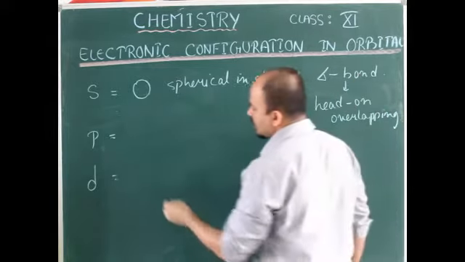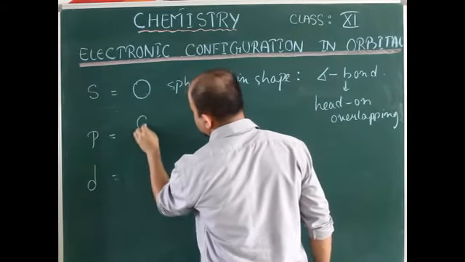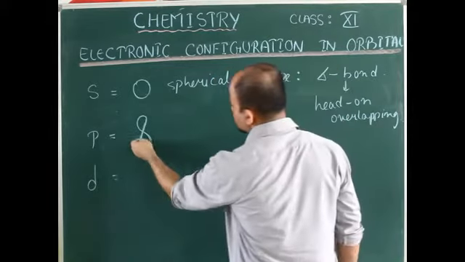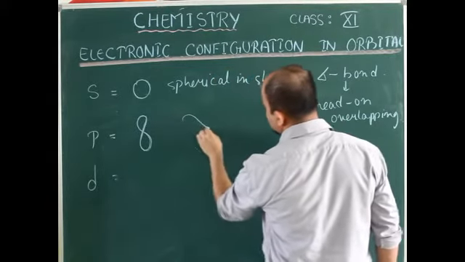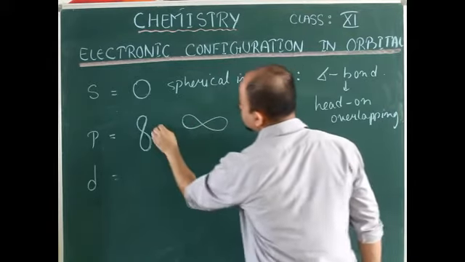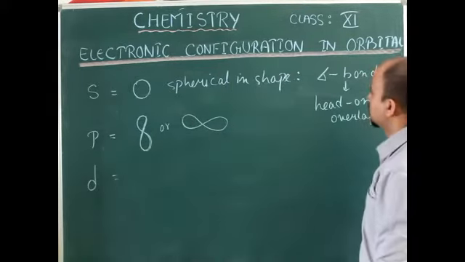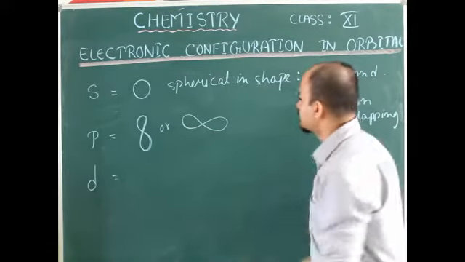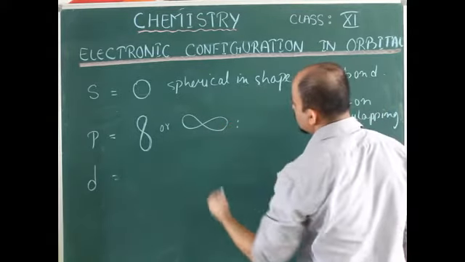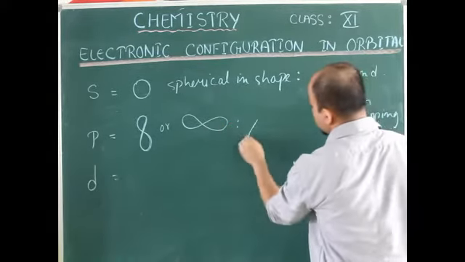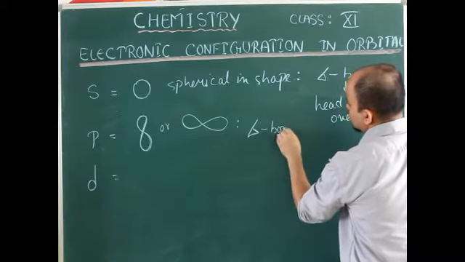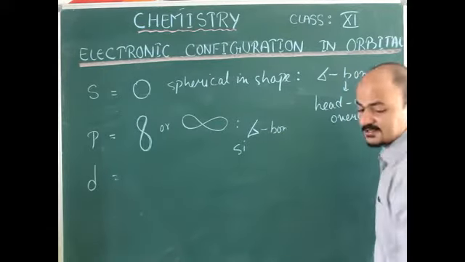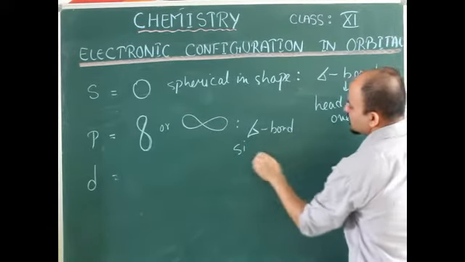Now the p orbital has a dumbbell shape. It could be drawn this way, or you can write it in this way also. It has the capacity to form both sigma bond as well as pi bond. So whenever it is involved in bonding, it can form a sigma bond.